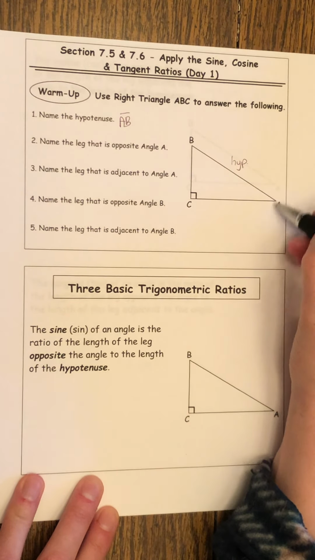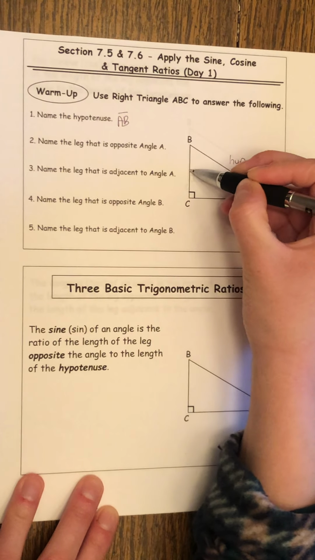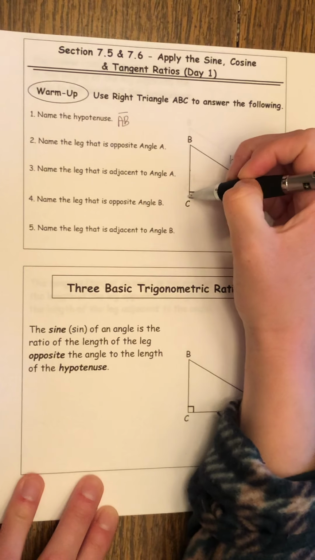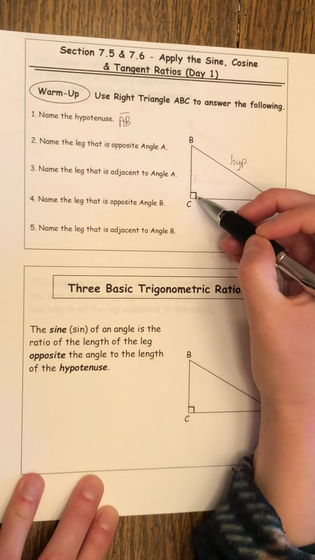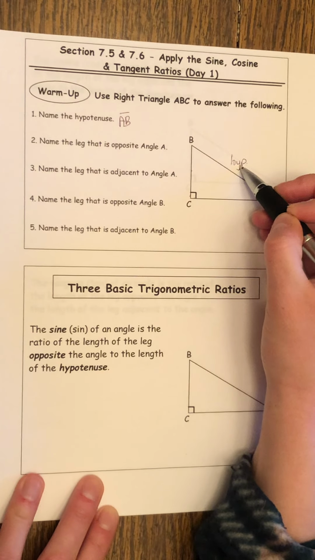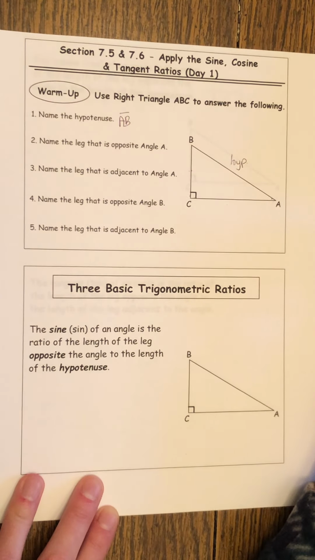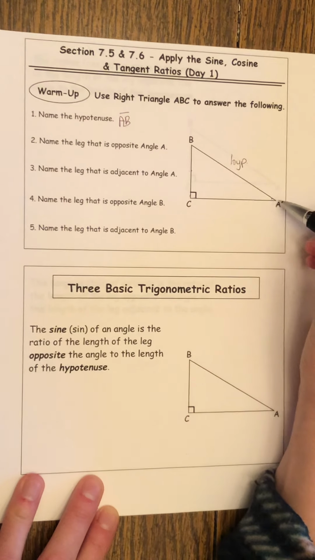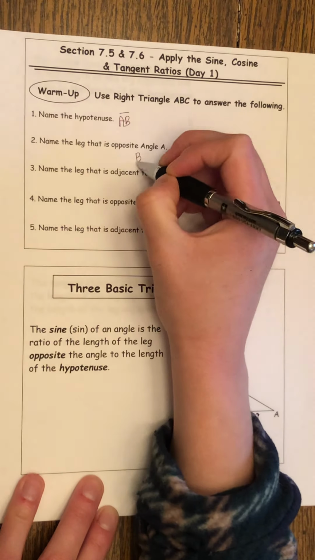Number 2 says, name a leg that is opposite angle A. So angle A is right here. If we look across from angle A, we have the leg BC. So remember, the hypotenuse is always across from the right angle, and then the other two smaller sides in a right triangle are called the legs. So the leg that is opposite angle A would be leg BC.